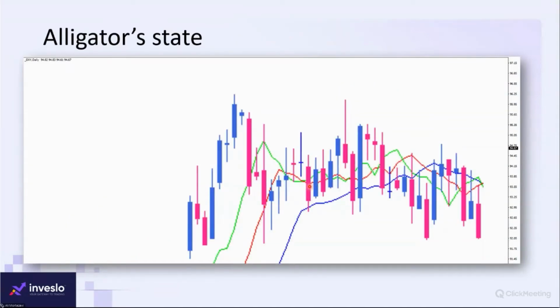Okay, the first step. What is the first step? The first state of the alligator indicator is called a sleeping alligator. I mean, the alligator is sleeping. If all three lines are intertwined, the alligator is asleep and the market is range bound. When the alligator is asleep, stay square, stay away from the market, because it means the market is sideways.